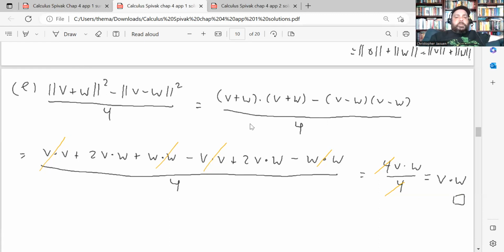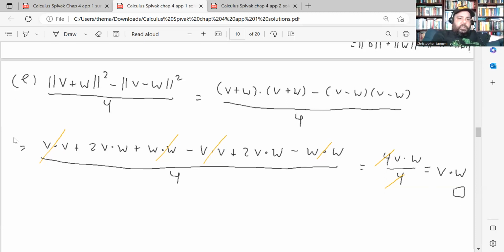V dot V cancels with negative V dot V. Same thing with W dot W and negative W dot W. And 2V dot W plus 2V dot W is 4V dot W. And then you're dividing by 4, so that cancels, and that gives you the dot product V dot W, and that's the proof of the formula.